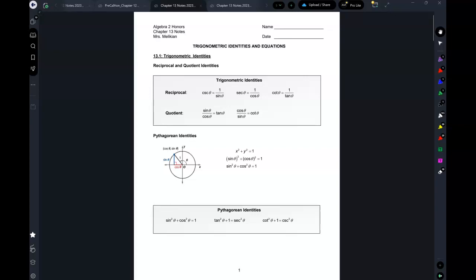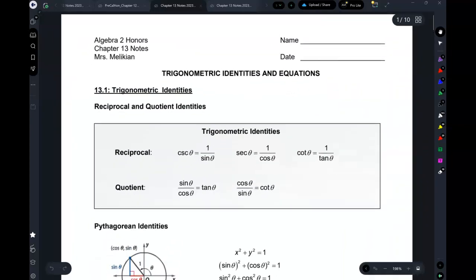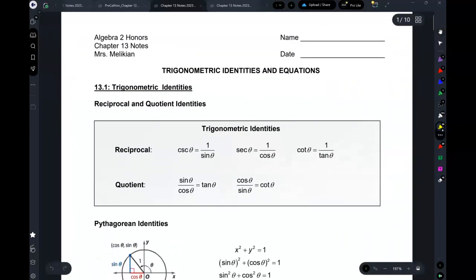So we covered trigonometry, and we learned about trig ratios, and how to evaluate trig ratios of an angle. This chapter is on trigonometric identities. A trigonometric identity is basically two equivalent quantities that are set equal to each other. All right, those are trig identities.